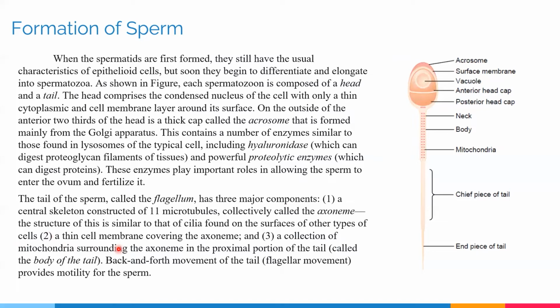Second, a thin cell membrane covering the axoneme, and third, a collection of mitochondria surrounding the axoneme in the proximal portion of the tail called the body of the tail. Back and forth movement of the tail or flagellar movement provides motility for the sperm.